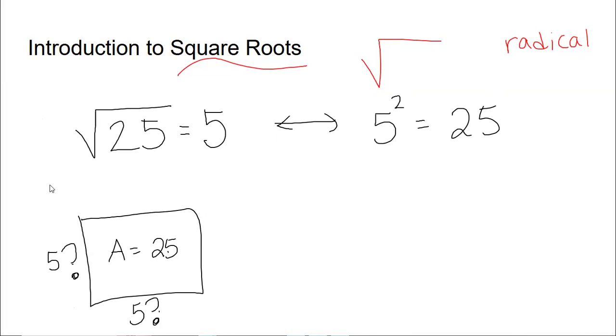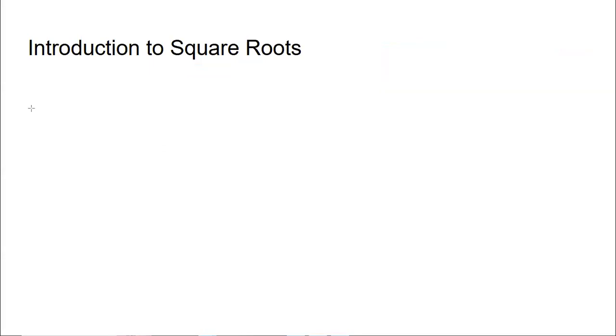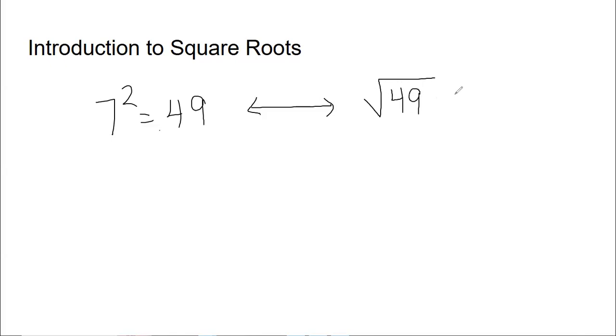Okay, let me show that again. So if I say 7 squared is 49, the reverse or the opposite operation is square root. That's how you say that when you see that symbol. Square root 49 is 7.